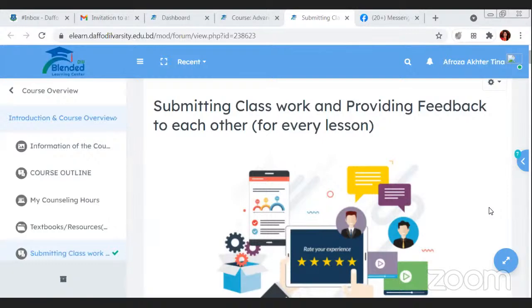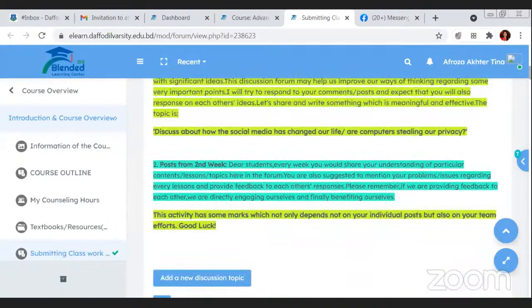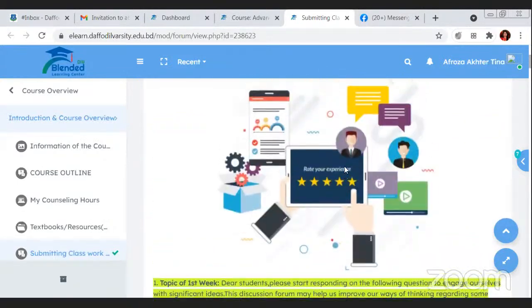We give our students classwork. We also give them homework. So submitting classwork, homework, whatever they do over here in the platform, and providing feedback to each other. So not only waiting for teachers' feedback, and it's also not possible every time to provide feedback to each of these students individually. It's not possible for a teacher to do that regularly. So students should also feel the importance of providing feedback to each other because they are responsible for their own learning.